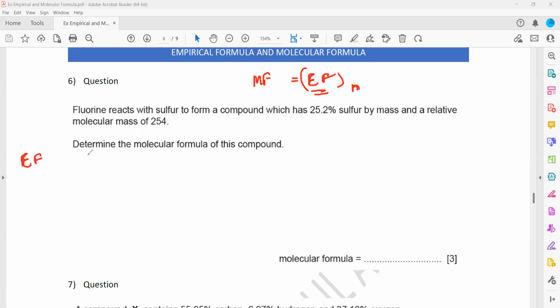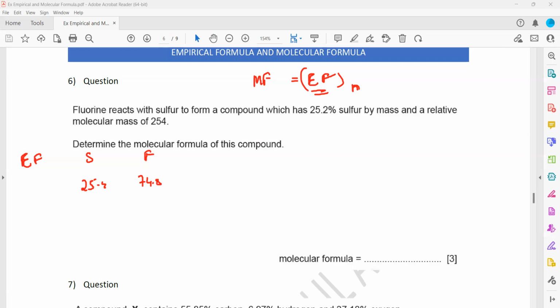How to get the empirical formula? We have the percentage of sulfur, 25.4. What will be the percentage of fluorine? Because they mention fluorine reacts with sulfur. So if 25.2% sulfur is there, the remaining of the compound will have fluorine. So 100 minus 25.4 will give us the percentage of fluorine in this compound, because the total percentage should be 100. So simply we will subtract from 100. So this will give us 74.8.